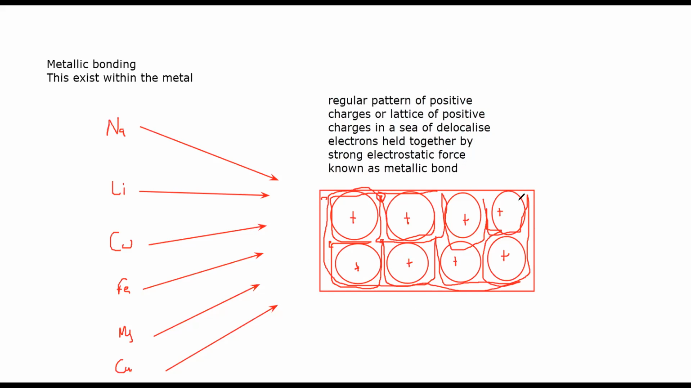So these are the delocalized electrons. And the attraction between the positive charge and the electron: you will have a positive charge and you will have an electron. Whenever charges are there, the force is called electrostatic force. So what do we call this attraction between the positive charge and the electron? We call this attraction a metallic bond.